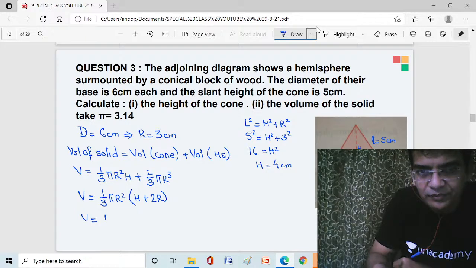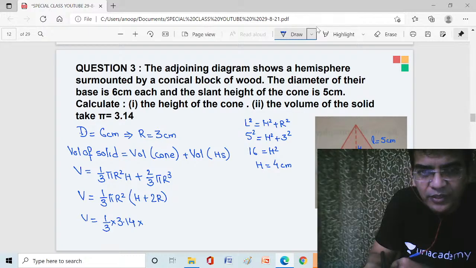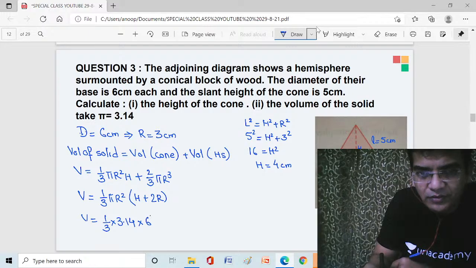Now here the pi value is given as 3.14, so we will not be using 22 by 7. So it's given 3.14 into the square of the radius. The radius is 3, so you will put the square of it. So it will be 9, right?